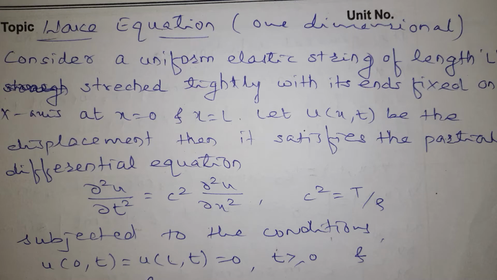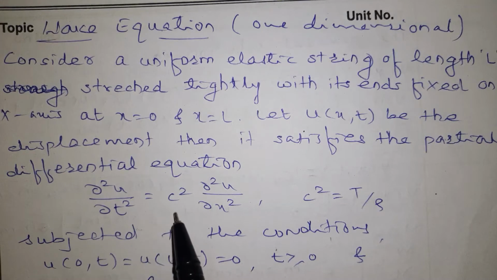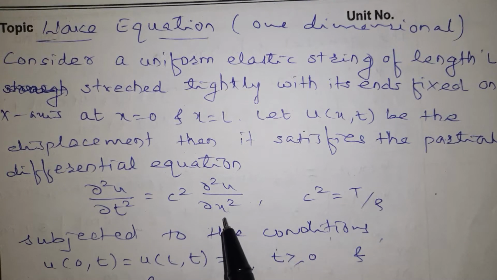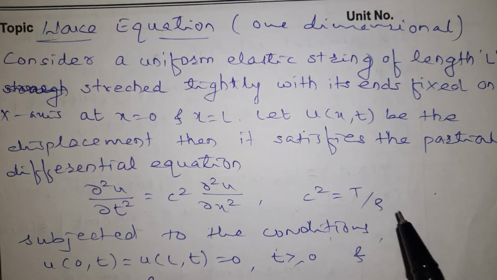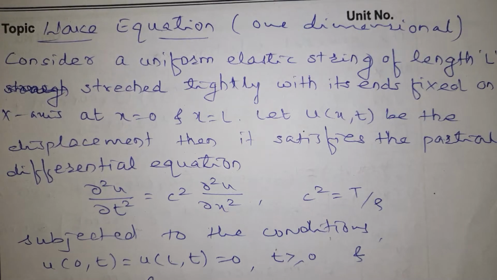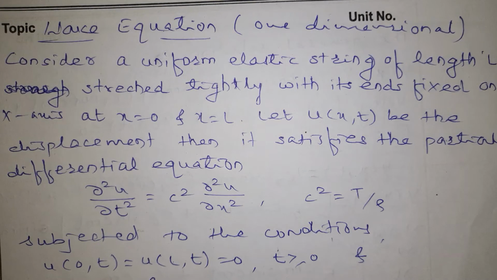The wave equation we are going to use is dou square u by dou t square is equal to c square dou square u by dou x square, where c square is equal to T upon rho. T is the tension we called and rho is the density, or you may call it elasticity.